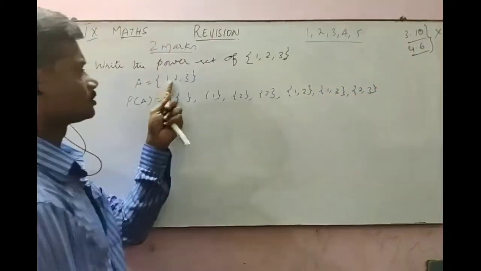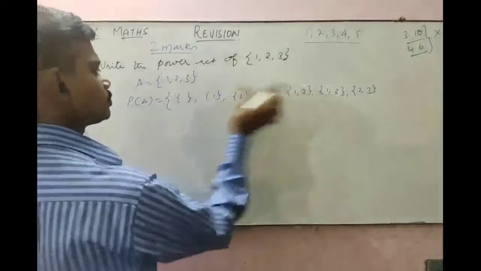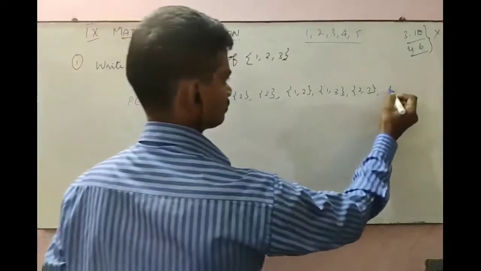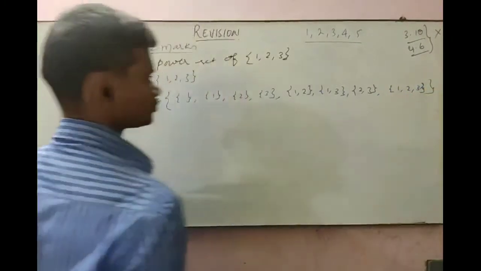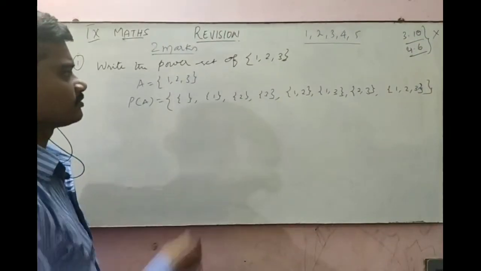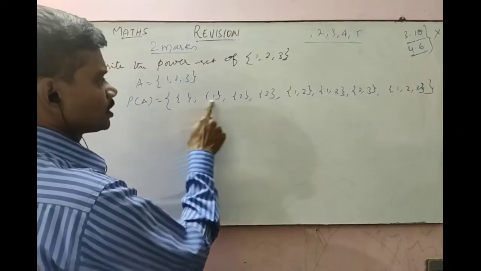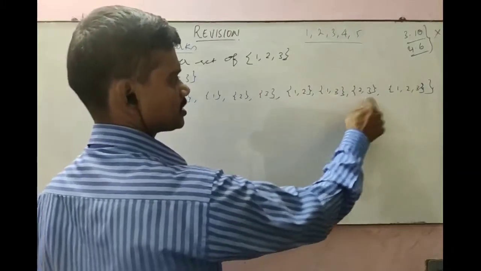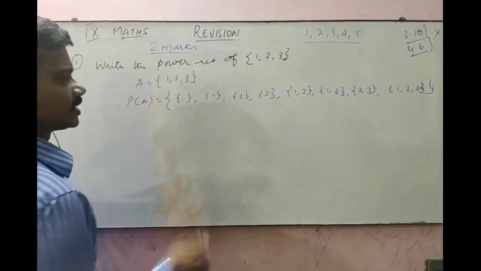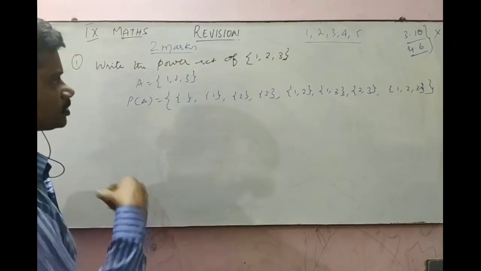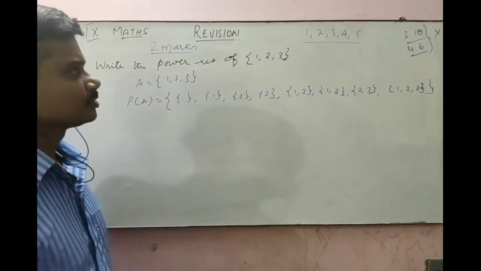So these are the sets with two combined elements. Then we have to write the set which is containing 3 elements. So this is the power set of the given set {1, 2, 3}. If you count this, you will get 8 elements: 1, 2, 3, 4, 5, 6, 7, 8. So this is the way of writing the power set of a set containing 3 elements. So you have to practice the sums, not only this, related to the model.